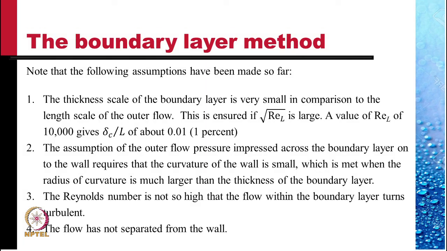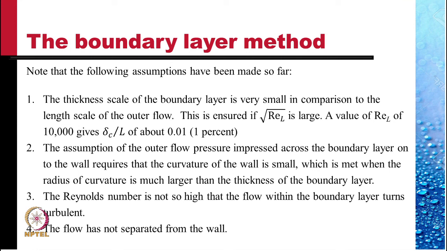Note that the following assumptions have been made so far. The thickness scale of the boundary layer is very small in comparison to the length scale of the outer flow. This is ensured if the Reynolds number based on the scale of the body is large. A value of the Reynolds number of 10,000 gives delta by L of about 0.01. That's only 1%. In most flows of interest, the Reynolds number is higher than 10,000. So delta by L is smaller than 1%.